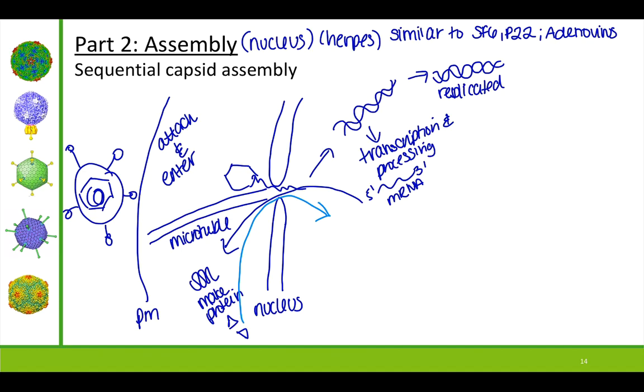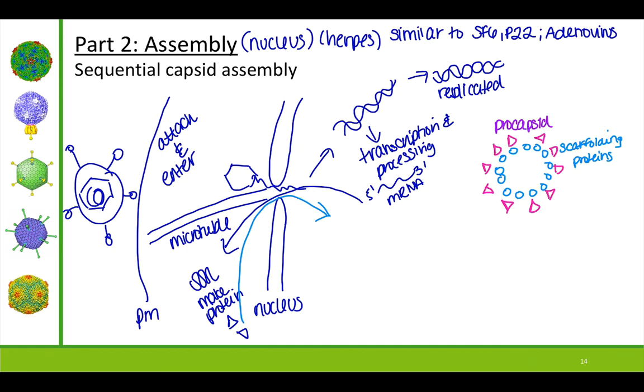And so what's going to happen is we're going to make something called a procapsid. And this procapsid is going to have scaffolding proteins. So these little circle pieces here are going to be my scaffolding proteins. Just like when you build a house, you have a foundation and then you build on top of that. Well, our scaffolding proteins are going to be on the inside of the capsid and they're going to help us assemble the pieces. So we're going to have our scaffolding protein, and then around that, we're actually going to start building the capsid, because again, that scaffolding protein is going to help us with that.